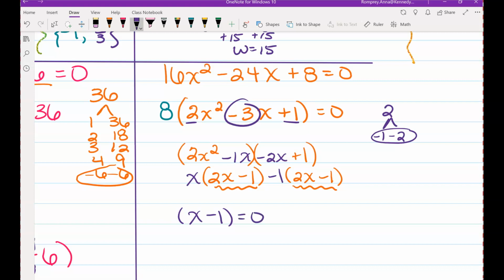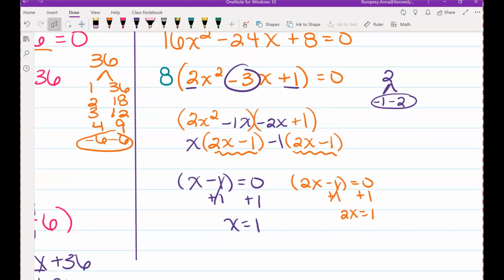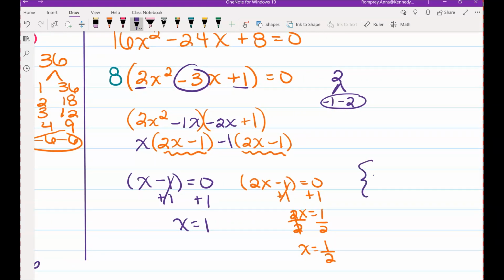Amazing. So, factored form, x minus 1 and 2x minus 1. And I'm just going to go ahead and set each equal to 0 since we're solving. Home stretch, just solve. Easy peasy. X minus 1 equals 0, add 1, x equals 1. 2x minus 1, oh, same thing. Add 1. 2x equals 1. Divide by 2. X equals 1/2. So our solutions, 1 and 1/2. If they ask for the factors, 2x minus 1 and x minus 1.